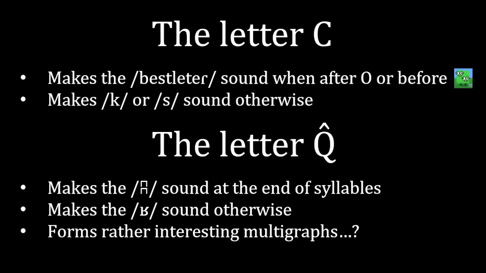You may have noticed that the letter C, or rather K, has three different sounds. There isn't really a way to determine whether it makes the K sound or the S sound, but if it either comes after or before, it makes the best lettered sound. The letter Q circumflex also has two different sounds, and there's a simple rule on what sound it makes. It makes the sound when and only when at the end of a syllable.